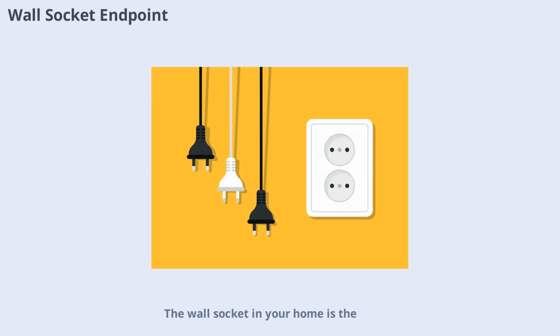The wall socket in your home is the final endpoint of the entire power system journey. After traveling through power plants, transmission lines, substations, and transformers, electricity arrives at a safe, usable voltage. This is where you plug in your devices and appliances, relying on the power system to deliver energy whenever you need it. It's a seamless process that most people take for granted, but it's built on decades of engineering innovation.